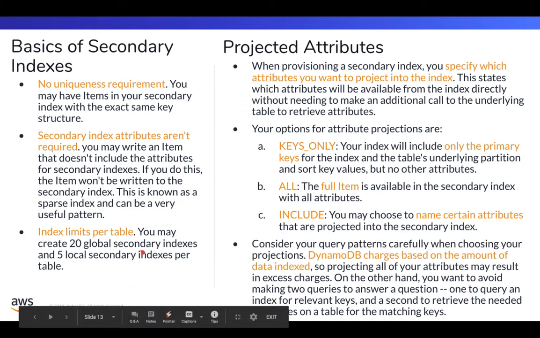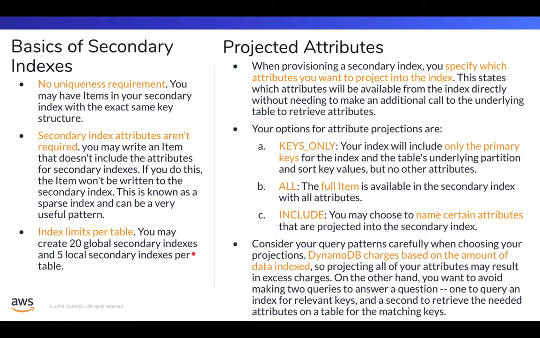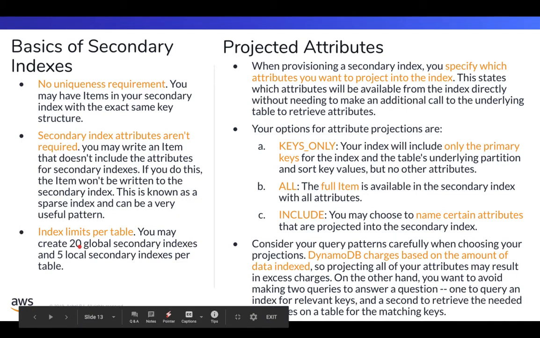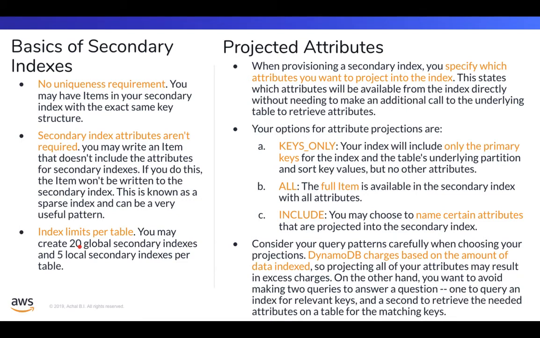There is an index limit per table. You could use 20 global secondary indexes and 5 local secondary indexes. Why they have a limit, we will understand in a bit. Earlier there were just 5 global secondary indexes, and they have increased it to 20 global secondary indexes.